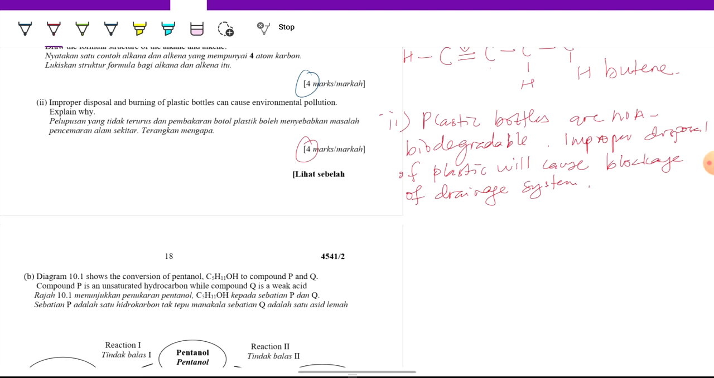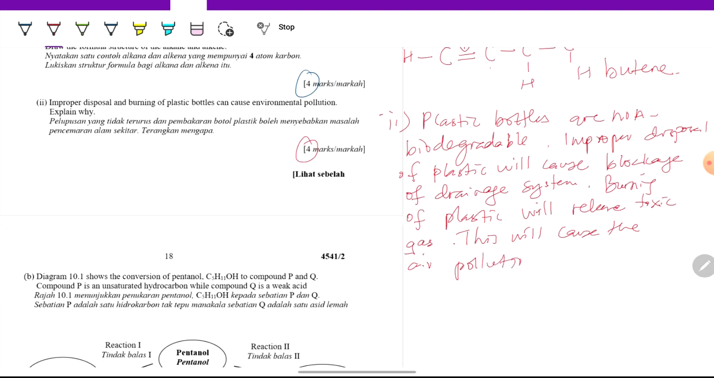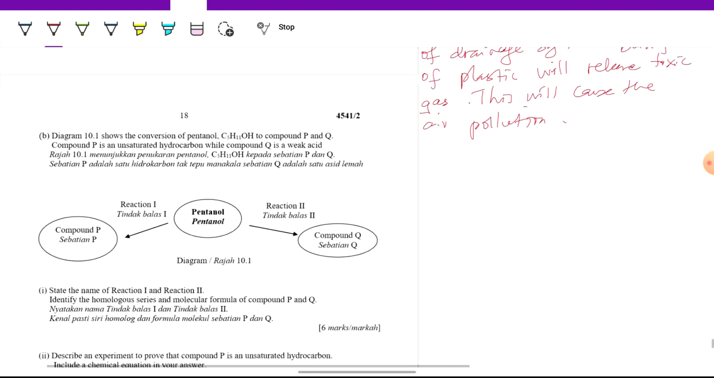Number 2, burning of plastic will release toxic gas, and then it will cause air pollution. This toxic gas will react with the rain water, then it will produce acid rain. The acid rain will cause a big problem to humans also. You can mention that, but here it is only 4 marks, so you can choose which one you want to explain.